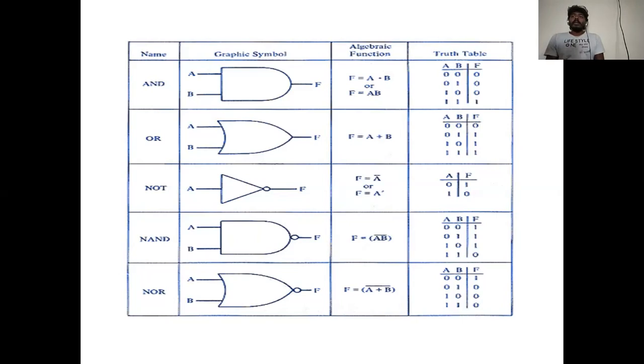You can see there is an algebraic function in the second column. For an AND gate, we perform multiplication logic. Multiplication logic is performed in the AND gate operation. Since we have two inputs at the input side, you will get the product of the two inputs at the output side. Symbolically, we can represent f as f is equal to a into b, right?